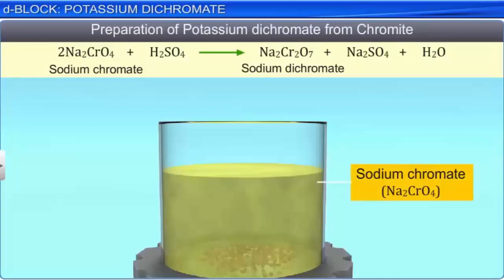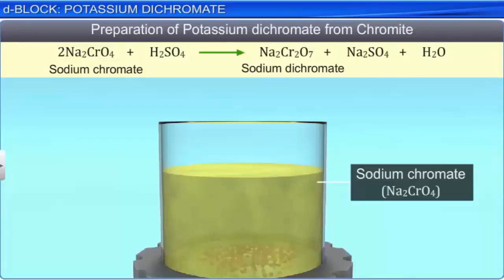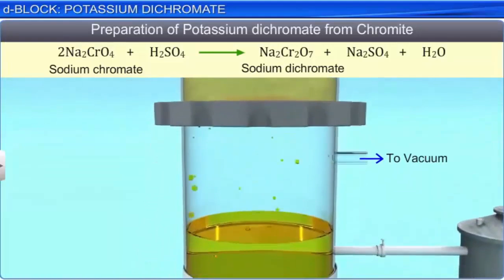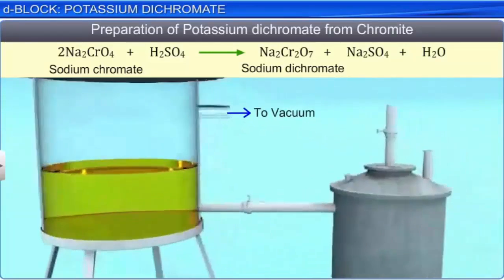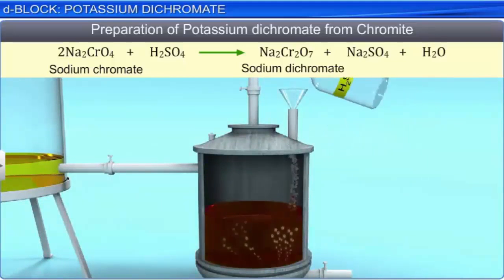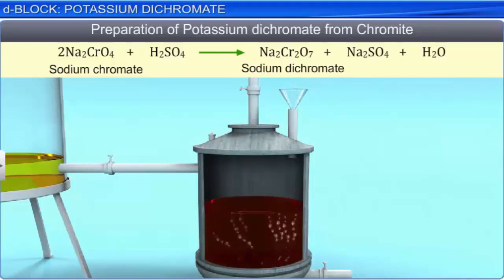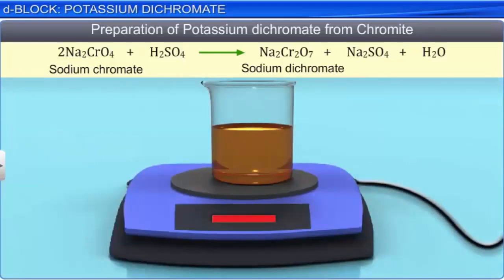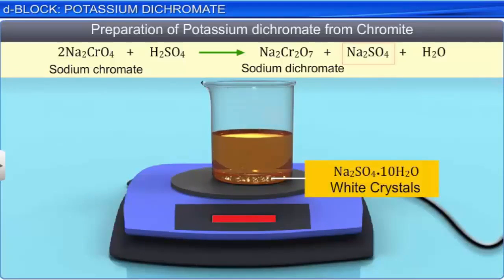The sodium chromate solution obtained in the first step is filtered and treated with concentrated sulfuric acid and gets converted into sodium dichromate. On concentration, the less soluble sodium sulfate crystallizes out.